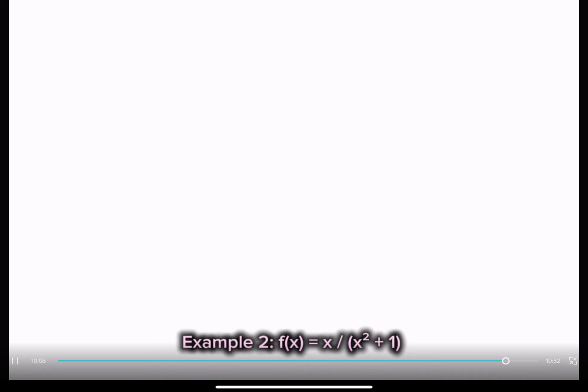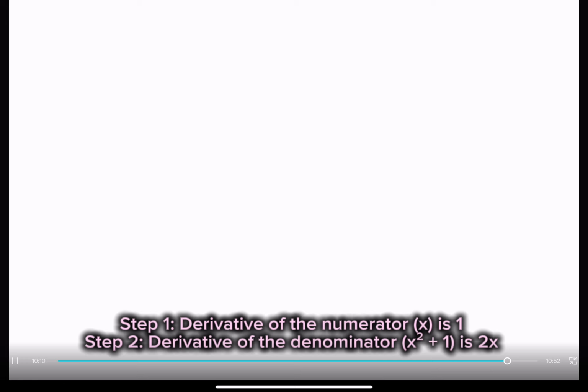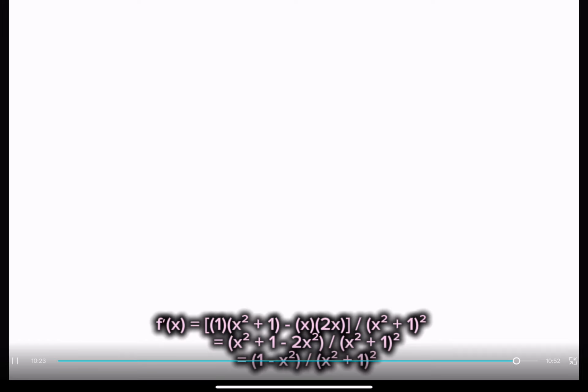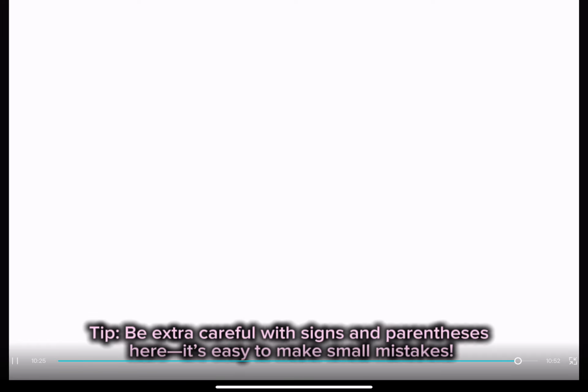Example number 2. Step 1. Derivative of the numerator x is 1. Step 2. Derivative of the denominator x squared plus 1 is 2x. Now plug into the formula. Tip: be extra careful with signs and parentheses here. It's easy to make small mistakes.